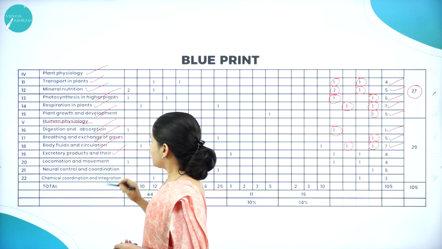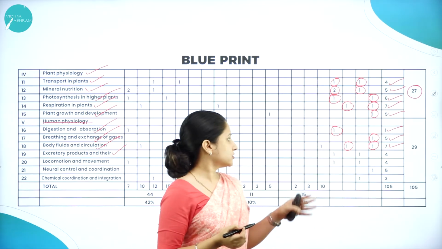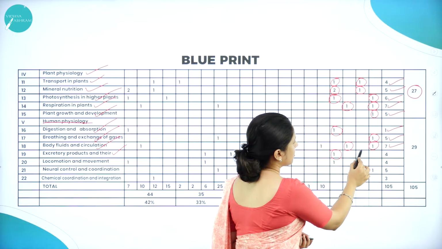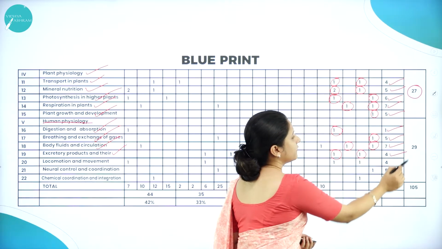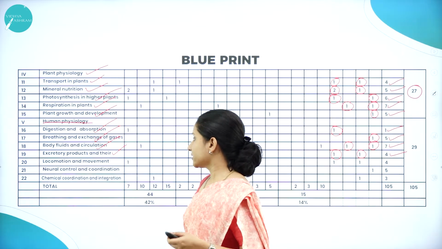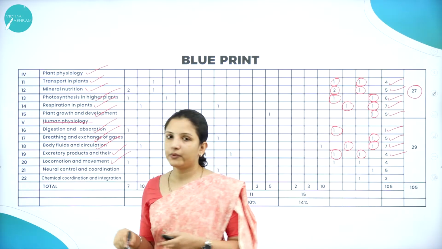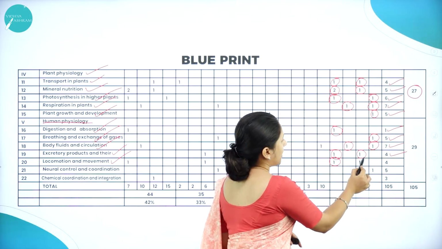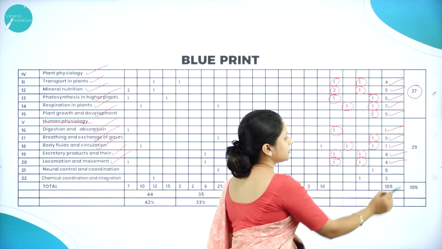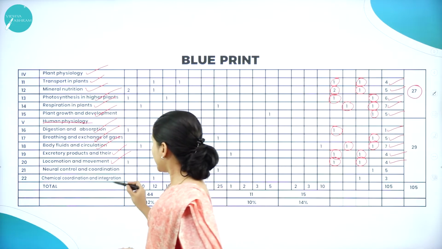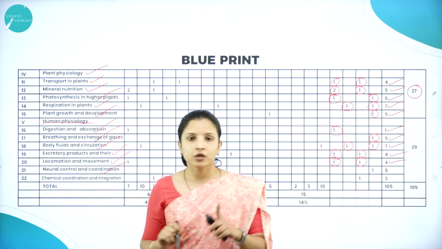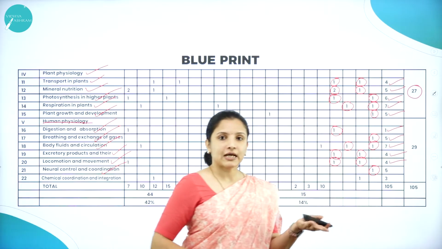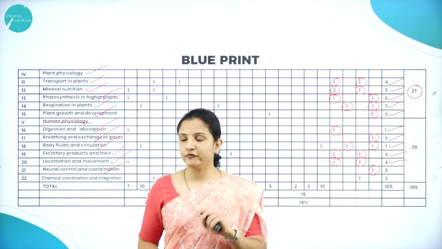Next is excretory products and their elimination. 1 question will be asked for 1 mark and 1 question for 3 marks. Therefore, total 4 marks. Next, locomotion and movement. Again 1 question for 1 mark and 1 question for 3 marks, which carries 4 marks. Next, we have neural control and coordination. Only 1 question will be asked for 5 marks. Can't say, they may split and make it up to 5 marks.